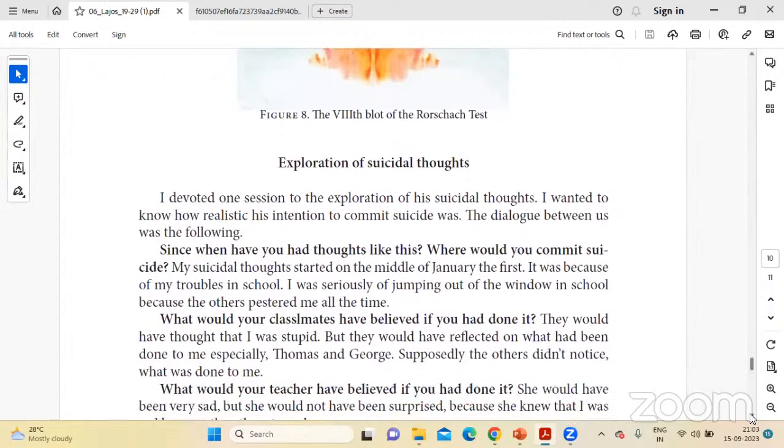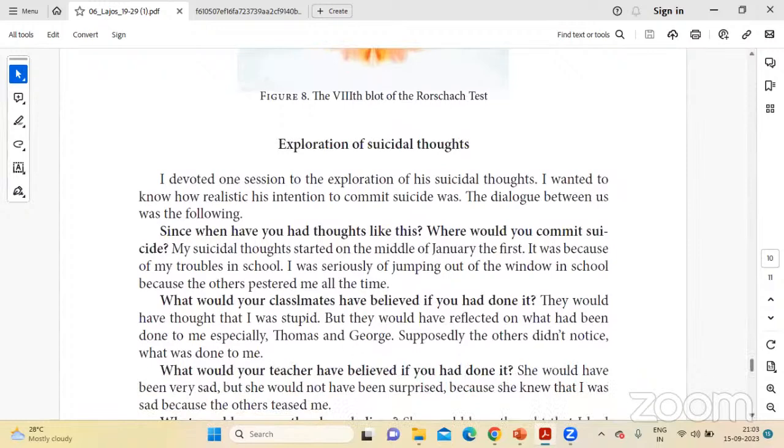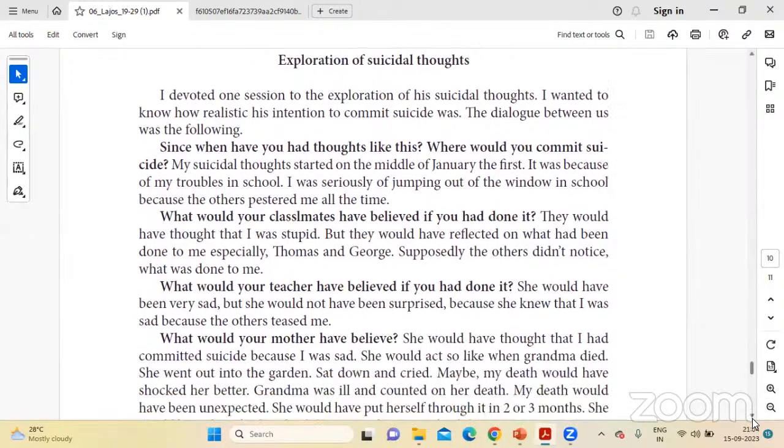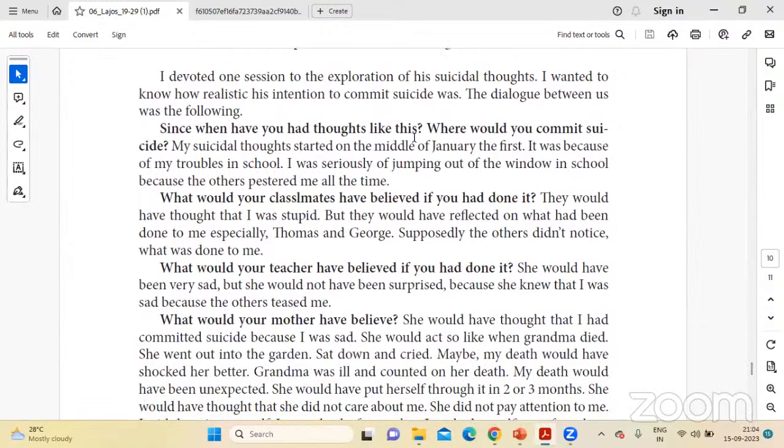And finally, the exploration of the suicidal thought. This was presented through the dialogue between the researcher and the child. You can see these were the questions which were asked. Since when have you had thoughts like this? Where would you commit suicide? What would your classmates have believed if you had done it? What would your teacher have believed if you had done it?